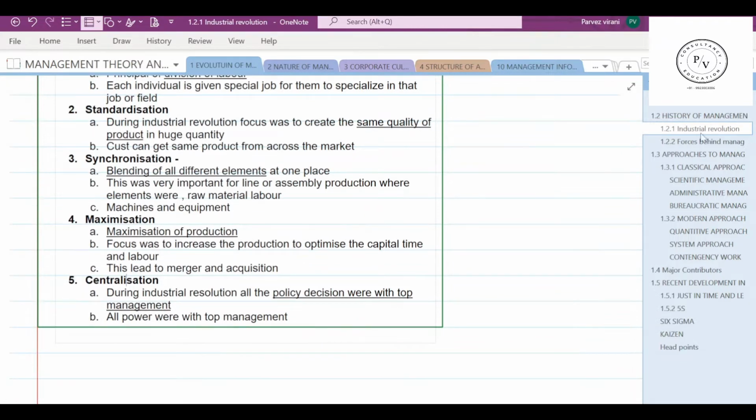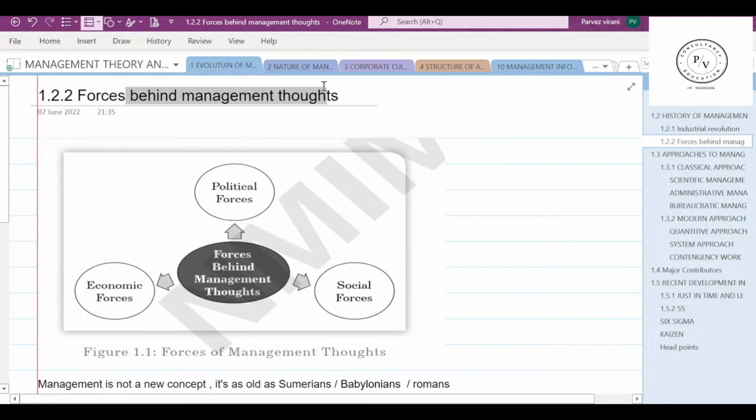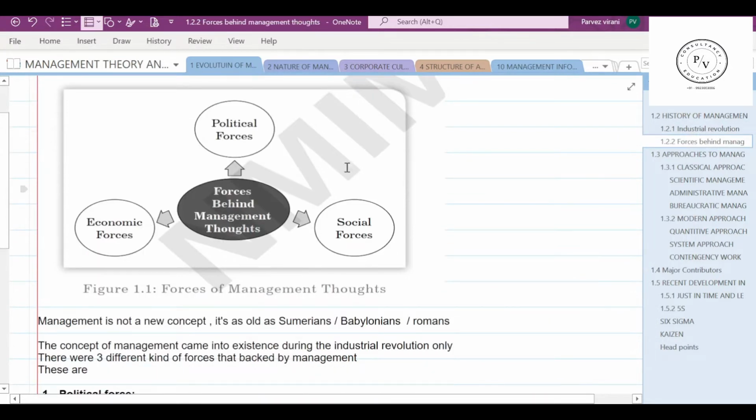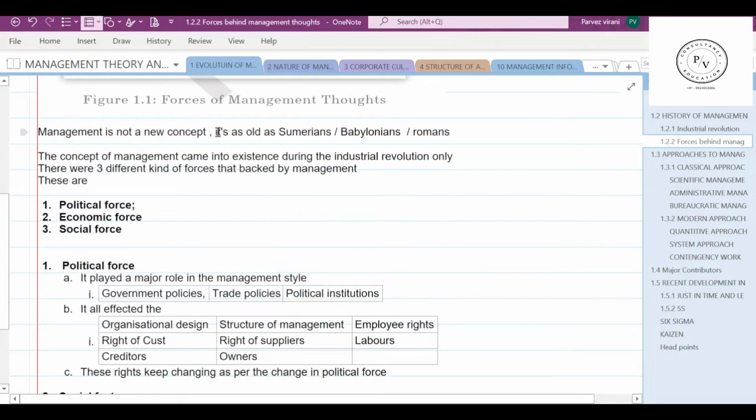Okay, that was 1.2.1. Let's go to 1.2.2, Forces behind management thoughts. There are three major forces behind management thoughts: political forces, social forces, and economic forces. Management is not a new concept. It's as old as the Sumerians, Babylonians and Romans. But the concept of management came into existence during the Industrial Revolution only. There were three different kinds of forces that backed management: political force, economic force, and social force.